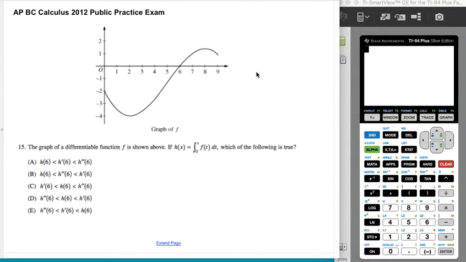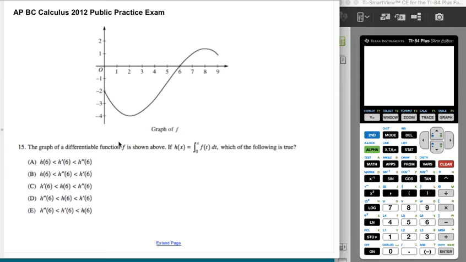All right, so we're given the graph of a differentiable function f, and we're told that h of x is the integral from 0 to x of f of t dt. Which of the following is true? So we're asked about three values. We should find either of those three values, or more likely, we won't find the actual numerical value of them. What we will find is a sign, positive, negative, or 0, because that's usually what happens when you're asked to compare three things. One of them is positive, one of them negative, one of them is 0.